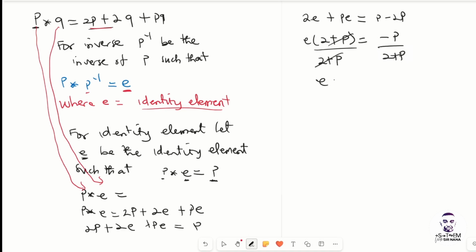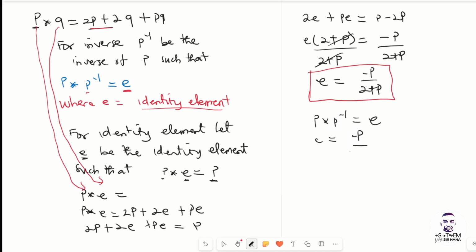So it means that our E will be equal to minus P all over 2 plus P. So now that we have our identity element, which is minus P all over 2 plus P, we can go on and look at the inverse. So we know that P operation P inverse is equal to the identity element. Now we know E is equal to minus P all over 2 plus P. So let's substitute that there. So we have P operation P inverse is equal to minus P all over 2 plus P.